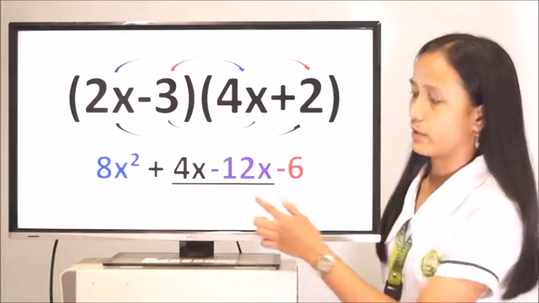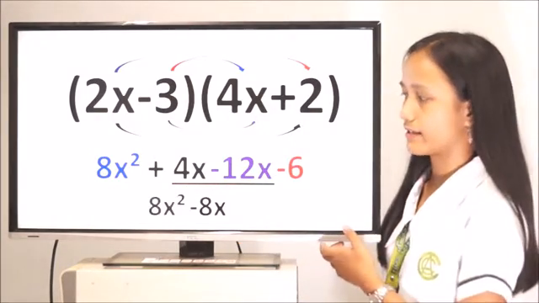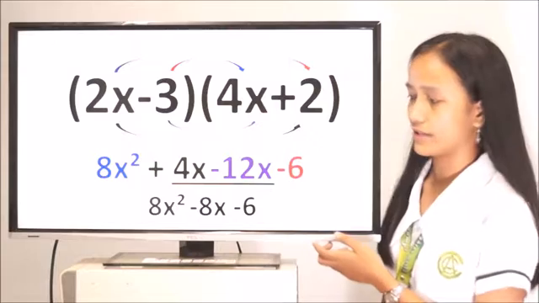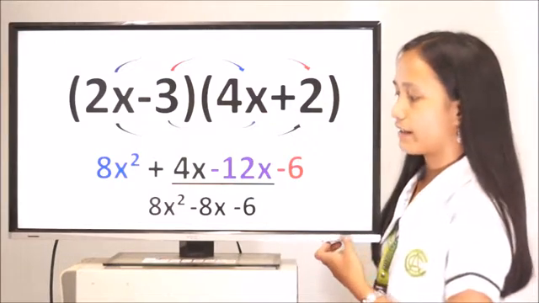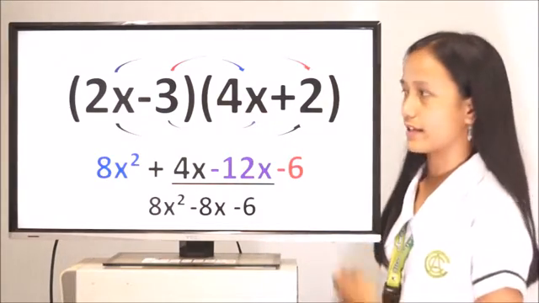We simplify this one, it becomes negative 8x. Copy 8x squared and negative 6. The final answer is 8x squared minus 8x minus 6.